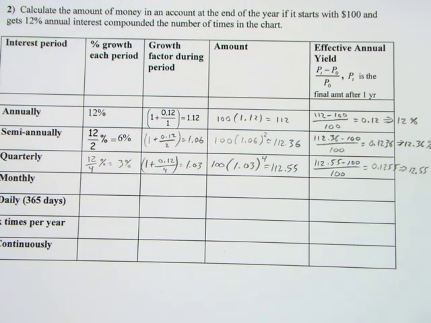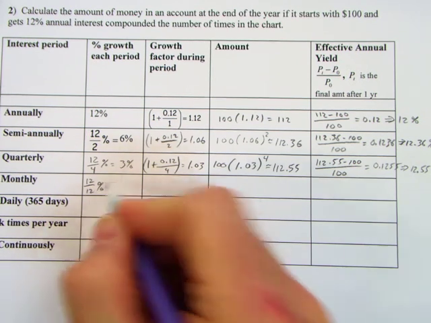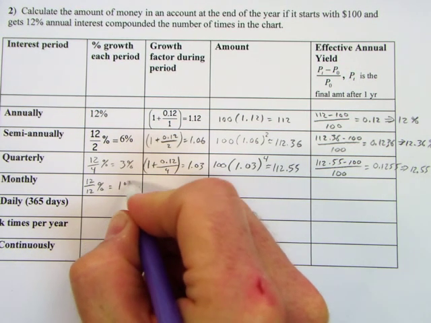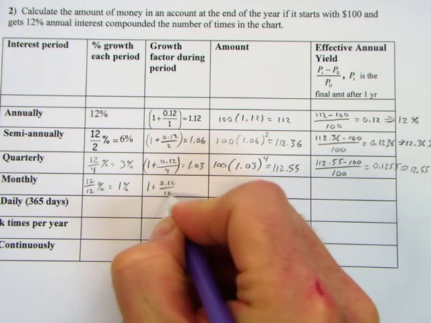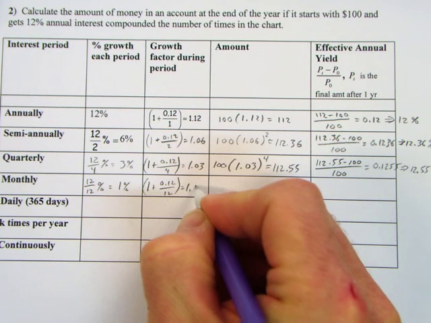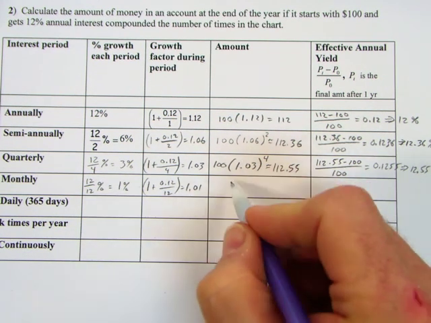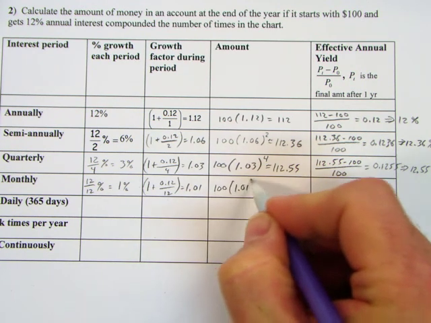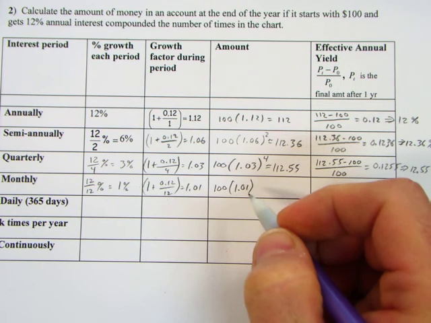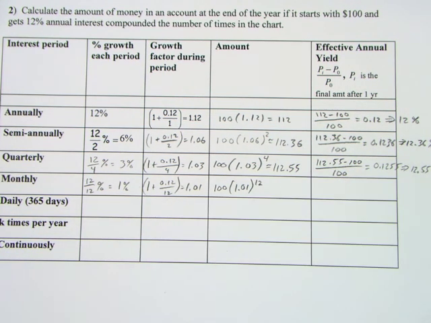Monthly. Now we're going to go 12 divided by 12, and we get 1%. So our growth factor would be this time 1.01, because it's 1 plus 0.12 divided by 12. And we get 100 times 1.01. Now, how many times are we compounding this? 12 times in 1 year. And in the next problem, we'll start talking about if you have more than 1 year.